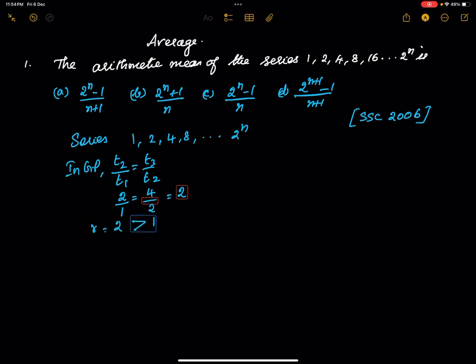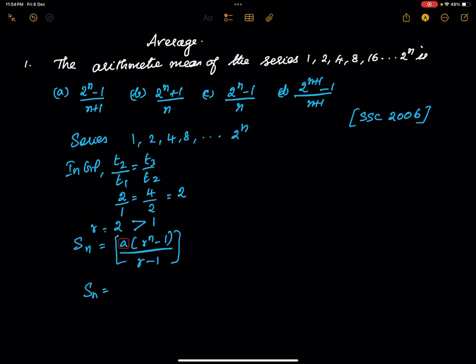So, R is equal to 2, which is greater than 1. If R is greater than 1, what is Sn? Sn means the sum to n terms. It is A into R to the power of n minus 1 by R minus 1. This is the Sn formula. Okay, let us solve this.